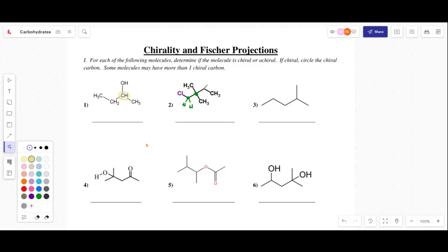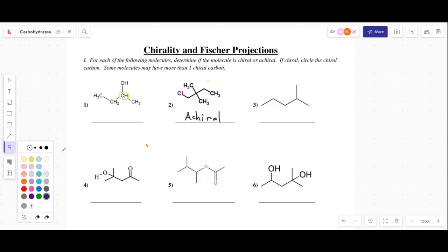If I look at the next one, this one has 2 hydrogens. Is that chiral? No, it's not. And the last one has 3 hydrogens, so we know that's not chiral either. So this one does not have any chiral centers. Therefore, the molecule as a whole is going to be what's considered achiral. So I'm going to call this achiral. And achiral just means not chiral, just like asymptomatic means not symptomatic.